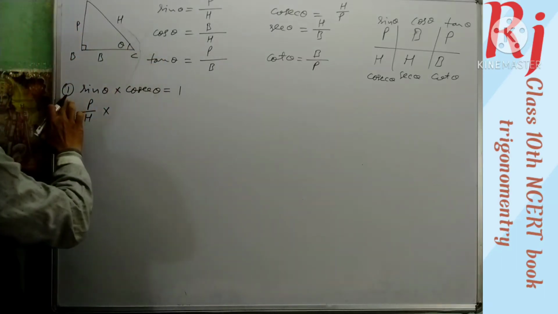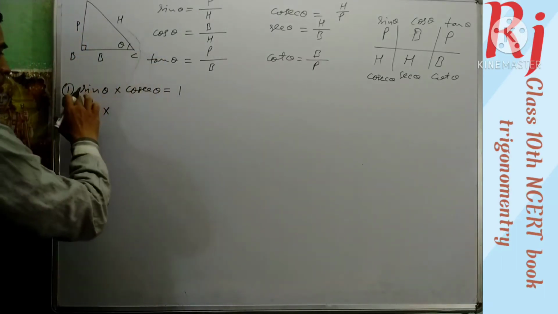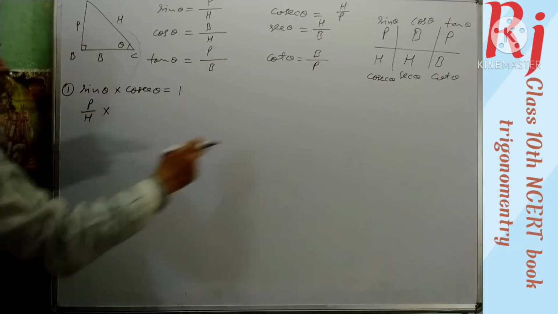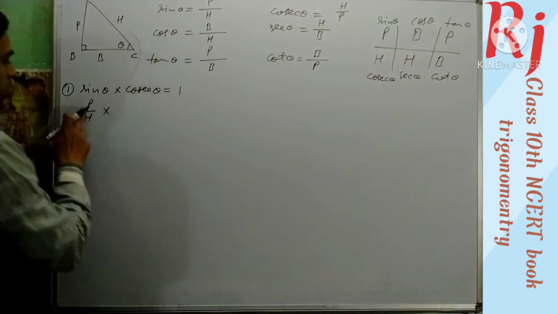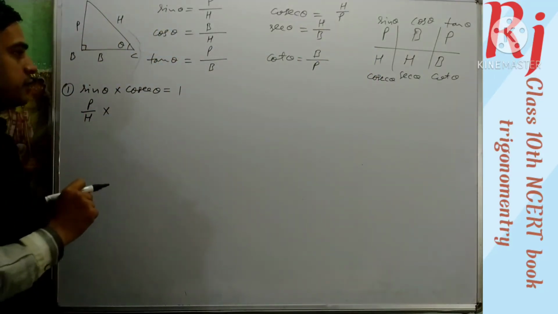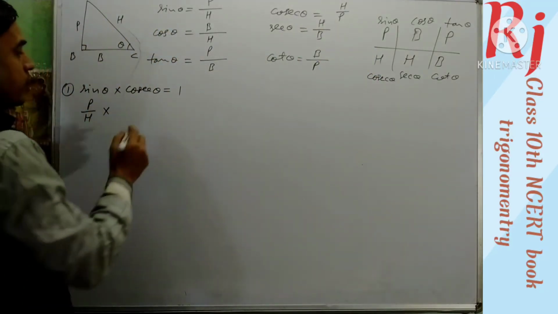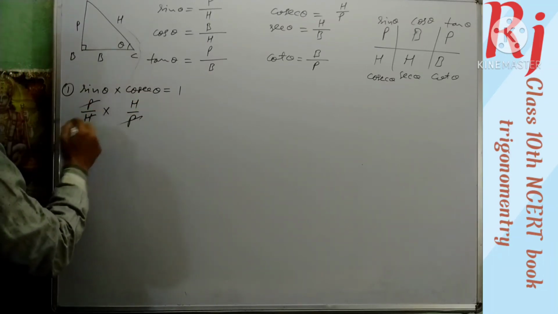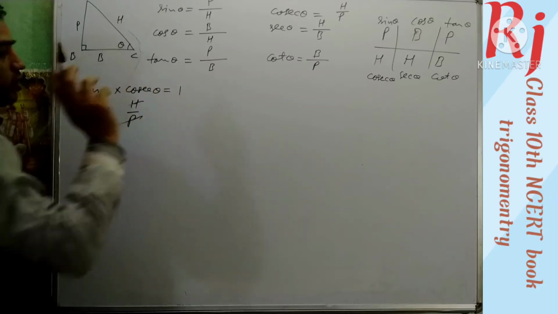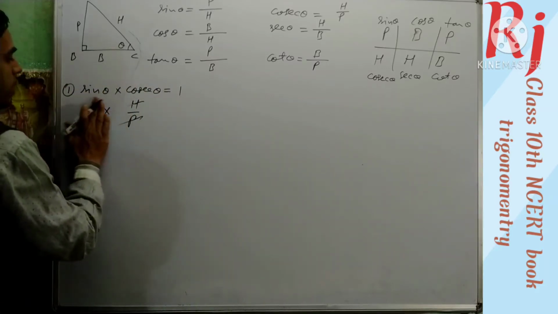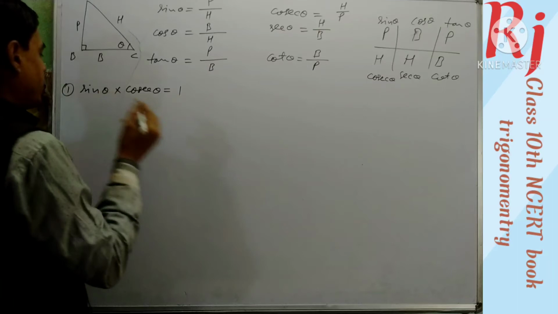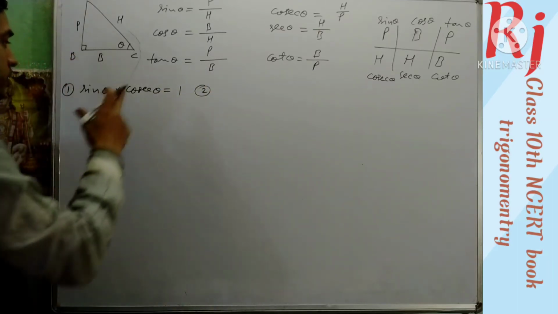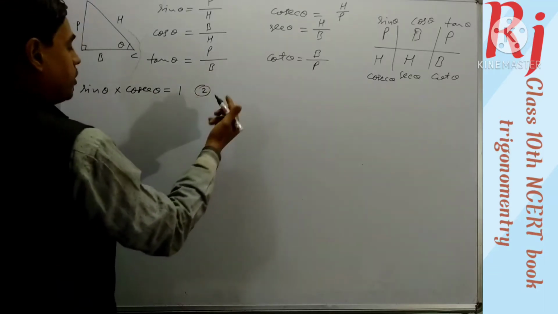Now we are going to prove this formula. Sine theta equals what? Perpendicular upon hypotenuse. Now cosec theta equals hypotenuse upon perpendicular. Now P will be cancelled by P and H will be cancelled by H. So the remaining is only 1. Now I have proved the first formula, and from the first formula we can come to know the second and third formulae.